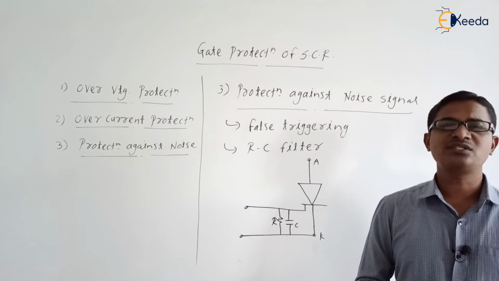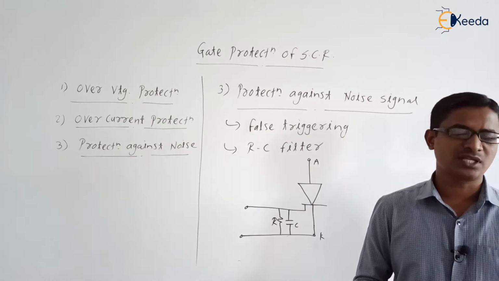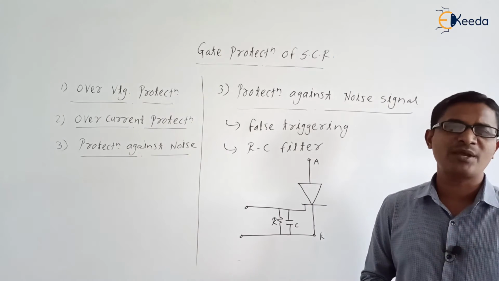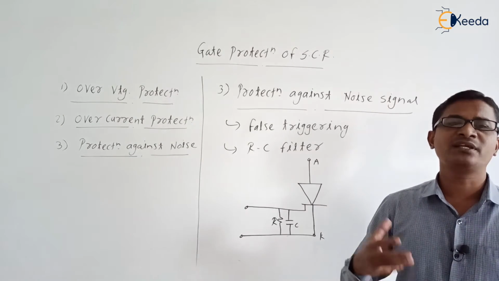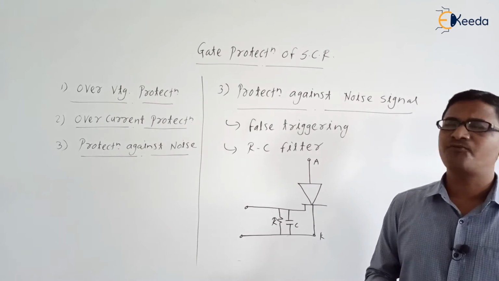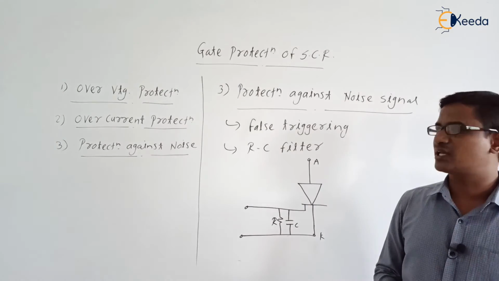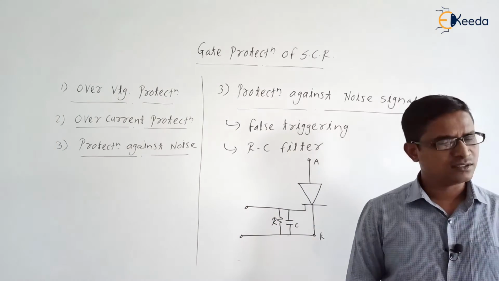Because of the noise signal, yes, there will be induced EMF in the gate cathode circuitry, and due to that induced EMF, there is a possibility of an increase in the VG or the current flowing through the circuit, and due to that there is a possibility of false triggering. So in order to avoid the false triggering, we need to protect the gate cathode circuitry against the noise signal.